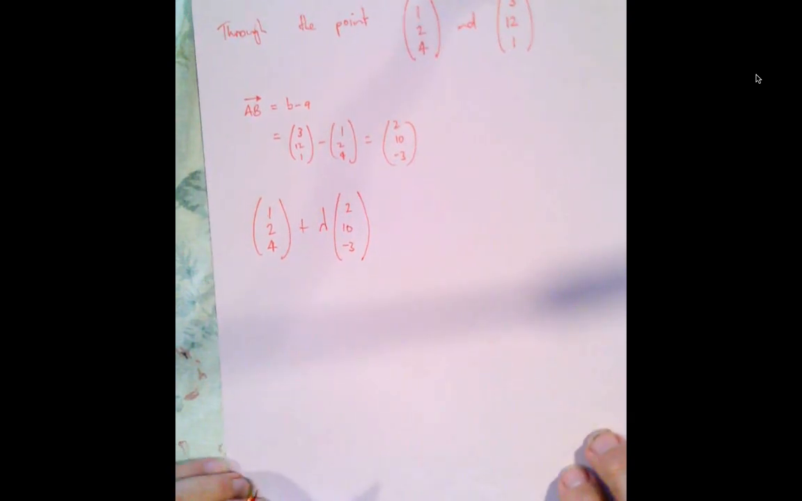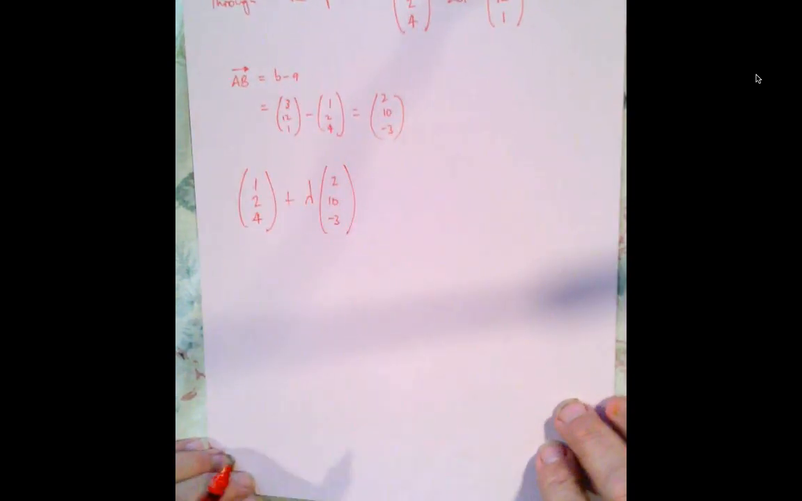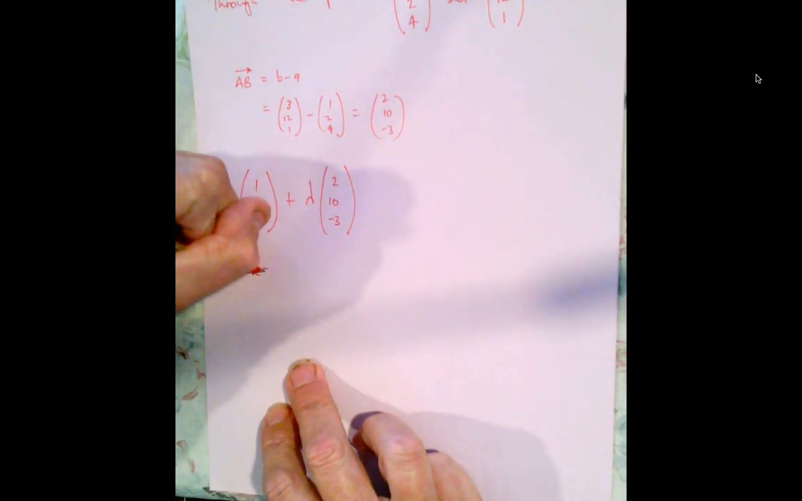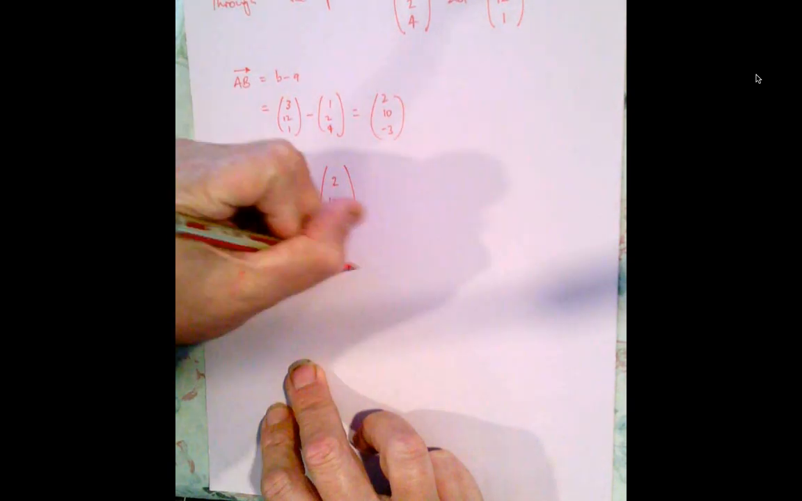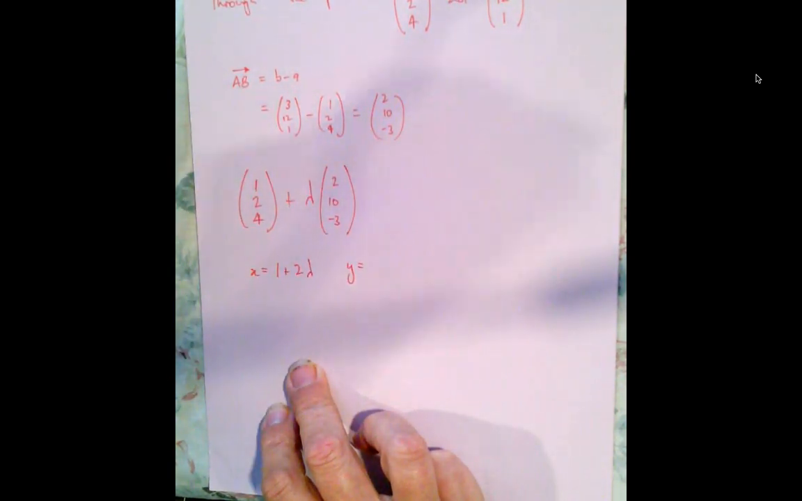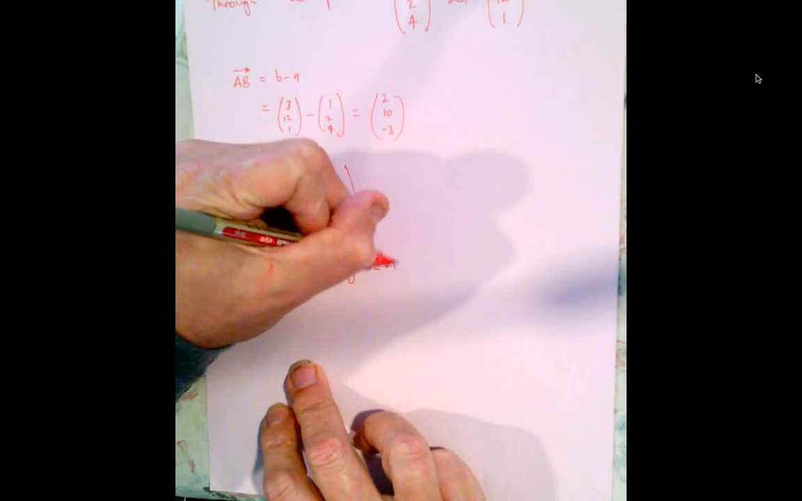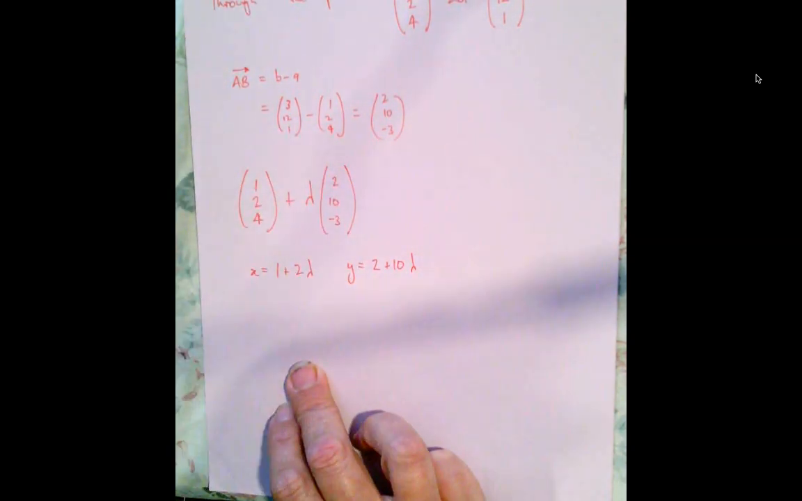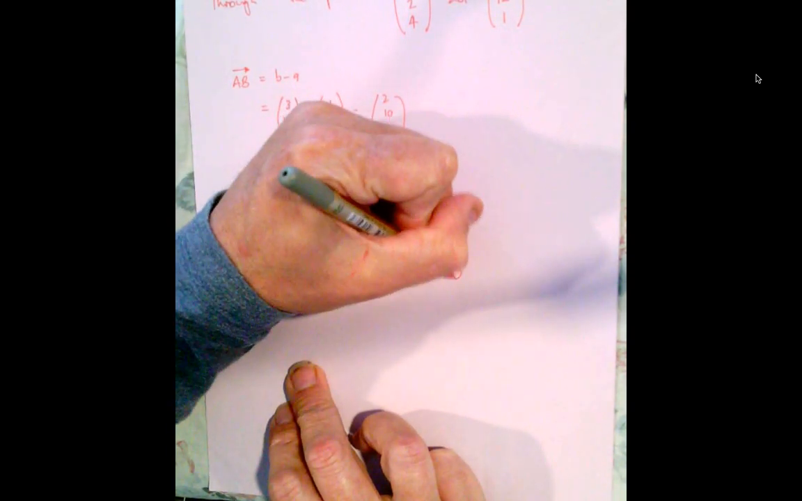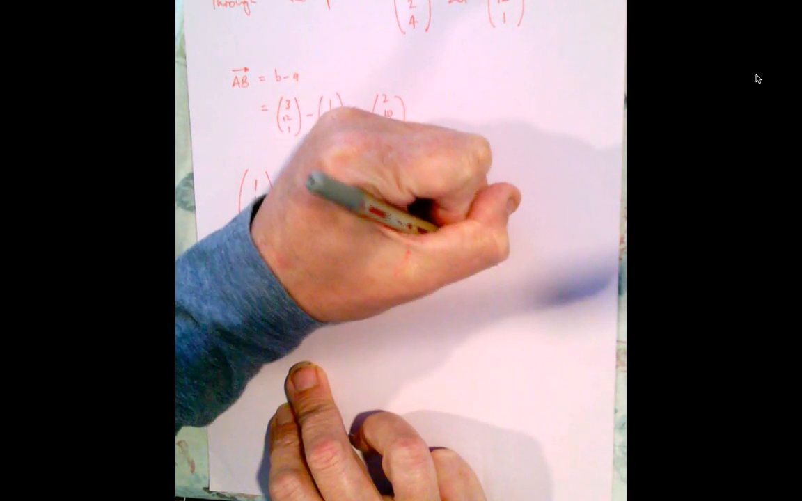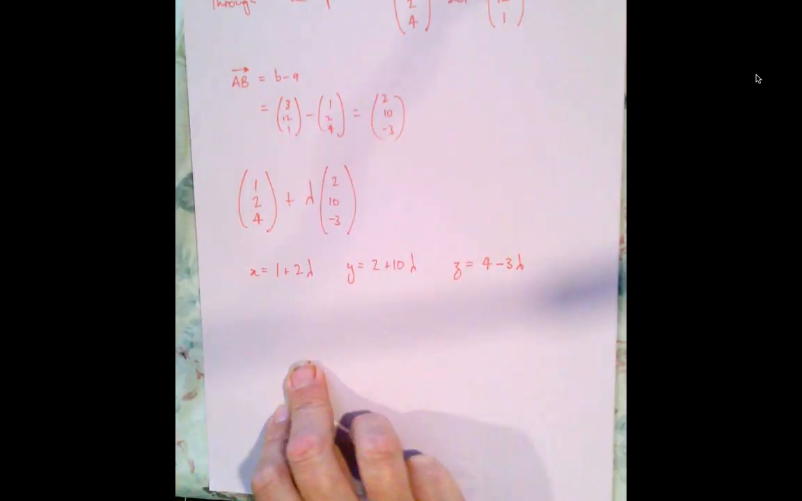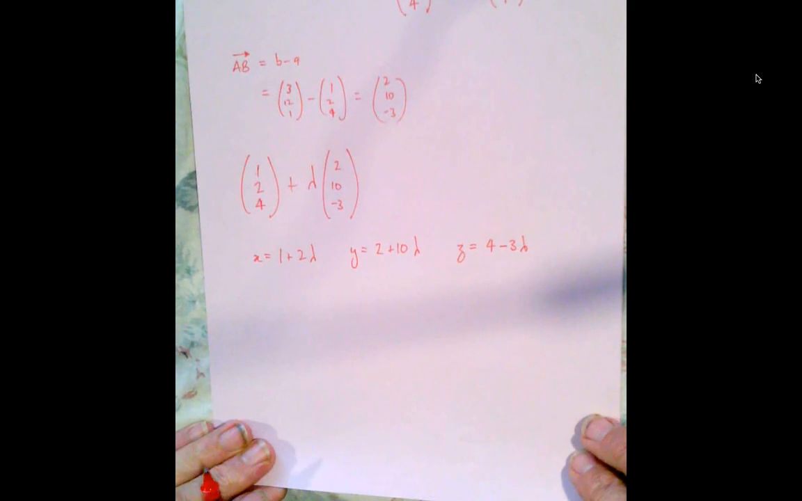Again, we can write all this out in terms of x, y, and z. We might have that x equals 1 plus 2 lambda. We might have that y equals 2 plus 10 lambda. And we could have that z equals 4 minus 3 lambda. And again, that's one way to present them.